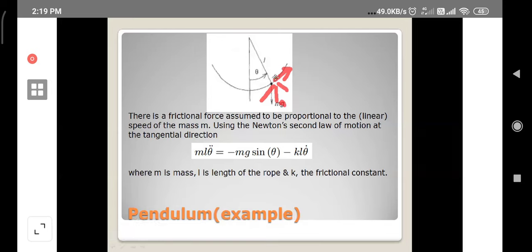So this m l theta double dot is in this direction, and mg sin theta is in this direction, and k l theta dot, where k is the frictional constant and theta dot is the angular speed. So this is actually the modeling equation.